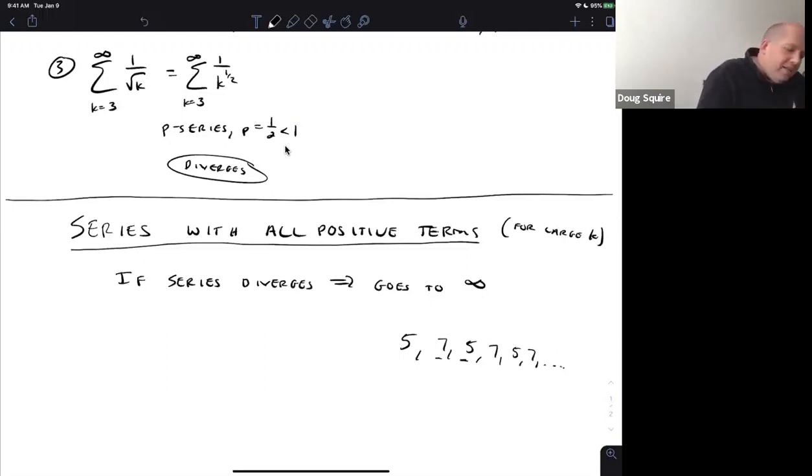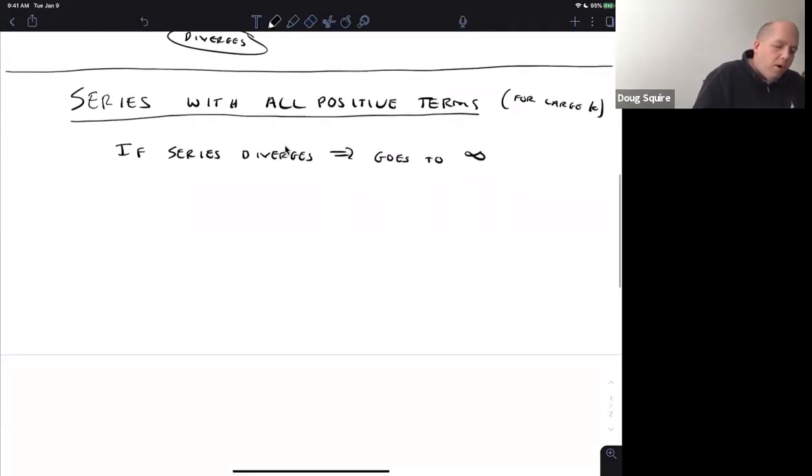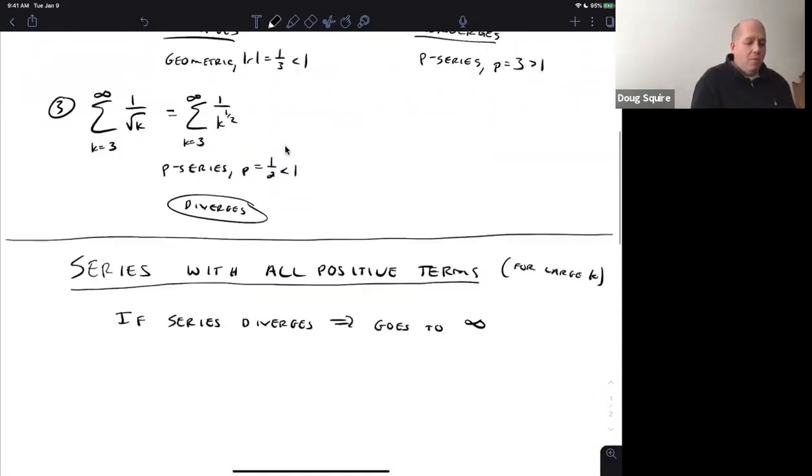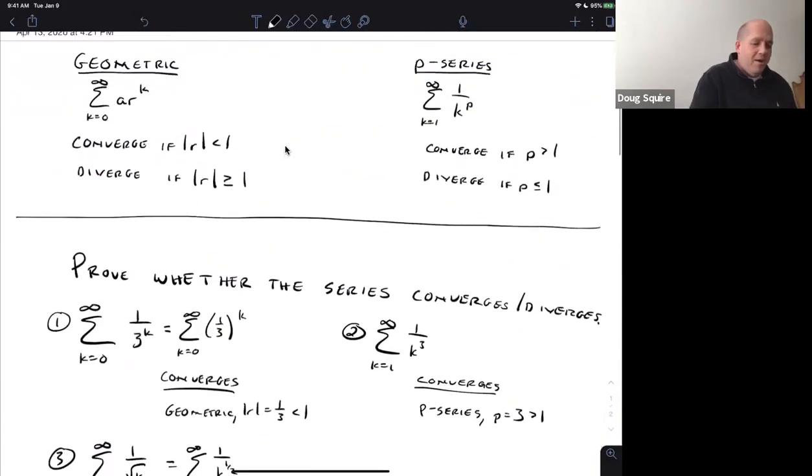Okay, so that's significant because then we can make conclusions based on simpler series when we're talking about more complicated ones. If we think graphically, what's going to happen is we're going to have a more complicated series that we're dealing with, and what we're going to try to do is break it down into one of these two.